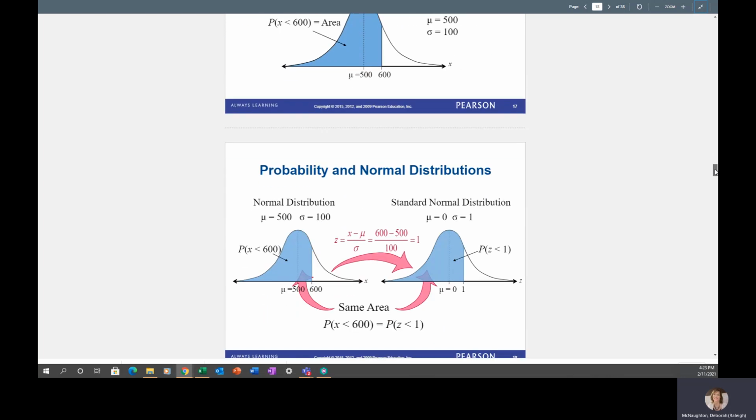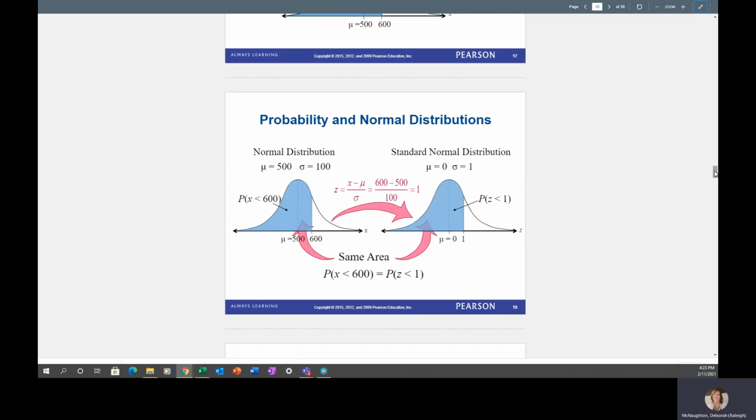So there are two ways we can do that. We can convert the value of 600. Basically we're taking this curve and converting it into a standard normal curve. So x is 600, and we use the formula for z, x minus mu over sigma, and I get 600 minus 500 over 100, which is 1. So I'm going to use my standard normal curve, and I can look up when z is 1, and I can use the table and find this corresponding probability.